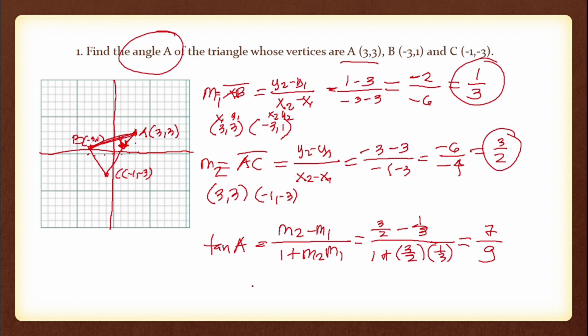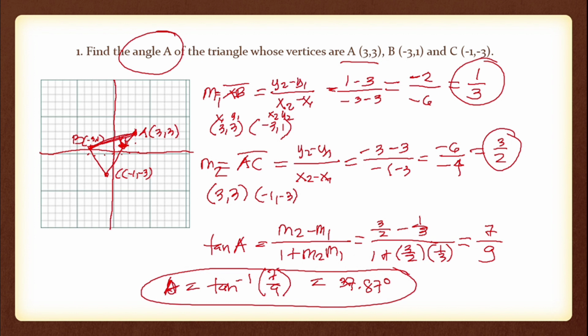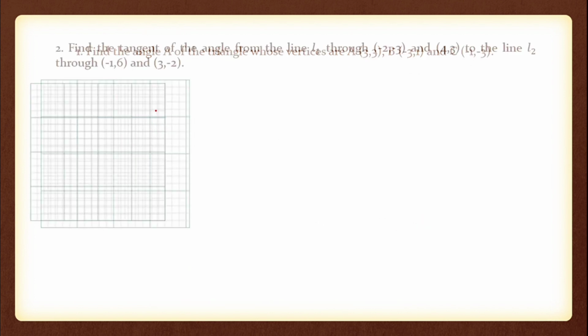So tangent is 7 over 9. Since we need to find the angle, we have to take the inverse. So theta, the angle at A, is equal to inverse tangent of 7 over 9. So the angle A is equal to 37.87 degrees. Okay, so that's how to find the angle A. Let's proceed with number 2.